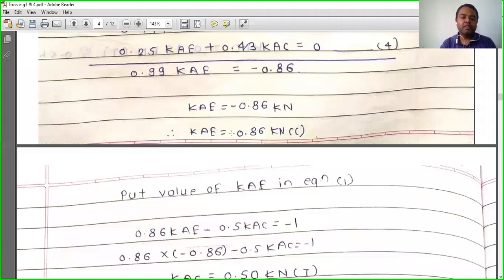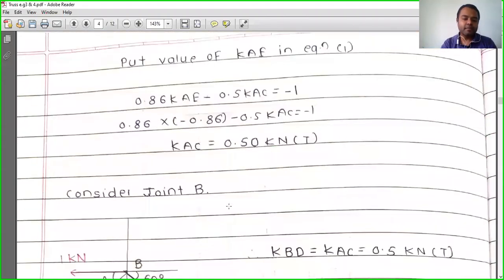Put this value in any equation, either equation number 1 or equation number 2. Again, which value do you have to put? Whatever we found out first, that value we have to put. Here we have got minus 0.86, so put that value, minus 0.86. You can see over here, just put minus 0.86 and we are getting KAC. KAC you are getting positive. Positive means the assumed direction is correct. Assumed was tensile. Write the final answer.